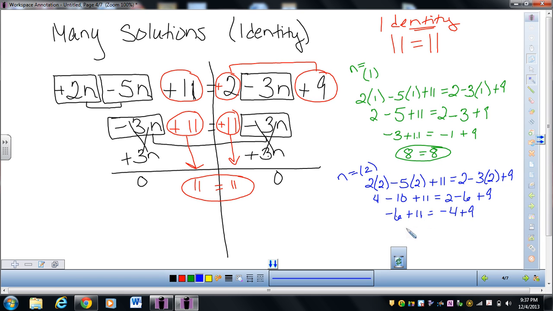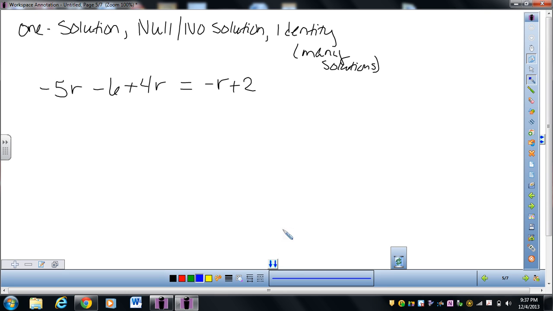Negative 6 plus 11 is 5. And negative 4 plus 9 is 5. And check that out. It works again. So this problem truly is an identity, because no matter what we substitute for n, it's always going to end up checking out. Okay? Okay, let's try the next one.